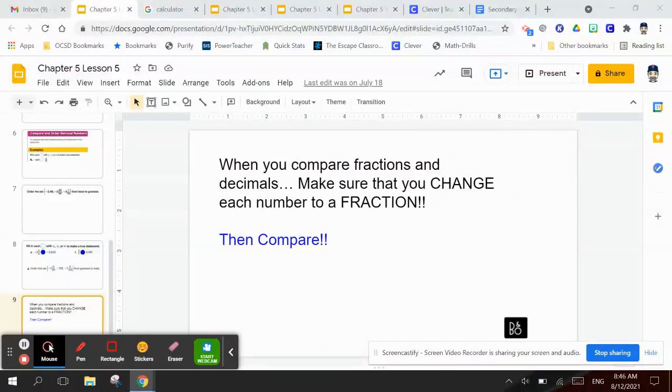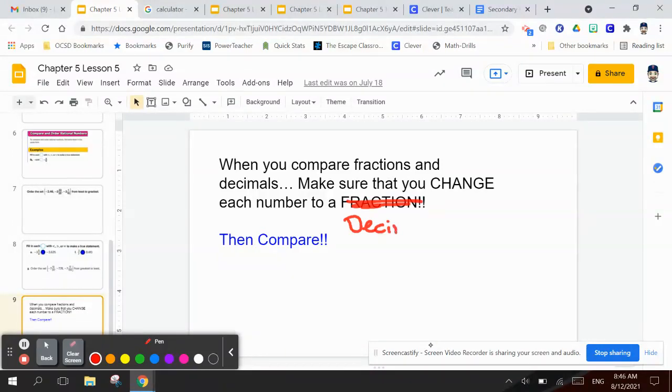Make sure that when you compare fractions and decimals, that you change each number to a fraction. That is not right. Do not listen to that. Make sure you change it to a decimal. Change them to a decimal, then compare. Okay, comparing fractions and decimals, make sure you change fractions to a decimal before you compare.